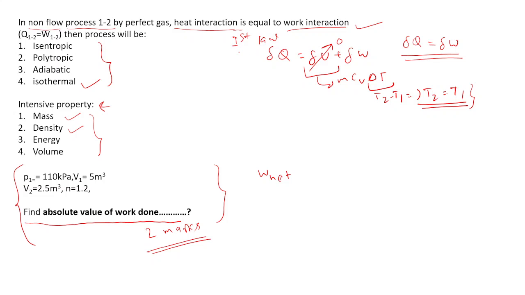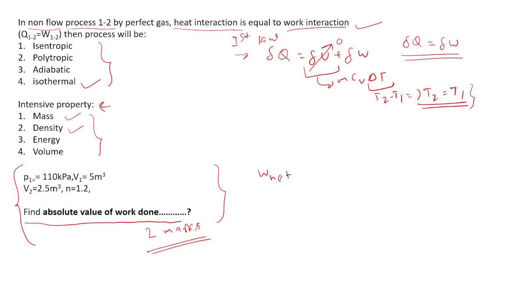So when del Q is equal to del W, del U will be 0, correct? And we know the formula of internal energy is del U is equal to m Cv delta T. m cannot be 0 and Cv also is not 0. So delta T should be 0.